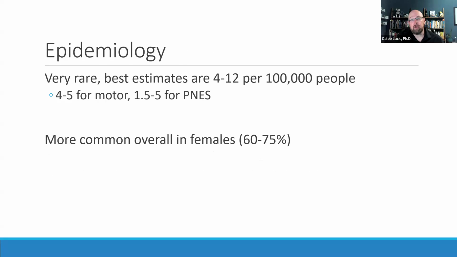Epidemiologically, these are rare conditions. Our best current estimates is somewhere between 4 and 12 individuals per every 100,000 people. So pretty rare, right? This is not a common thing that you encounter, which is one of the reasons why so many clinicians don't know much about it, right? If I'm not going to be seeing very many of these, I might not even recognize it when it does show up.